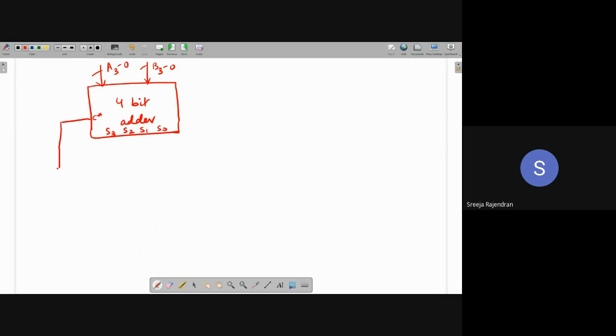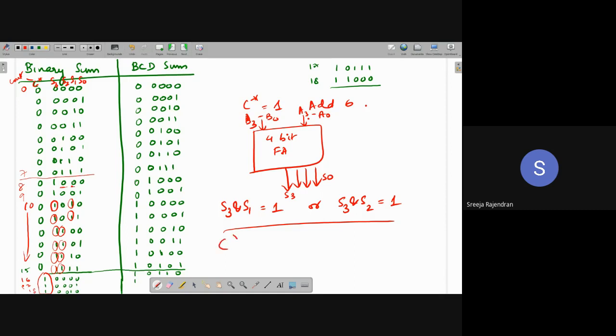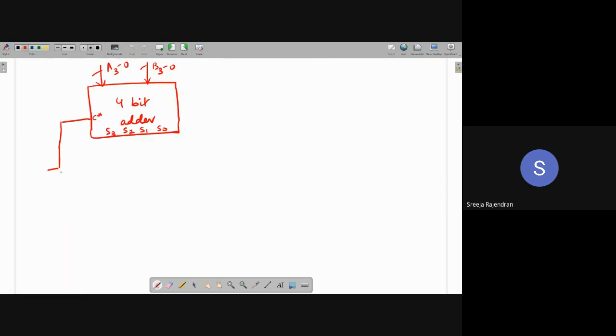So now the condition was, like in the previous page I said, it is either C star or S3 S1 or S3 S2. If this condition is satisfied, then I have to add 6. This is the condition. So now I'm going to tap the signals accordingly and draw the logic for this. So I have a big OR gate because there is an OR operation being done.